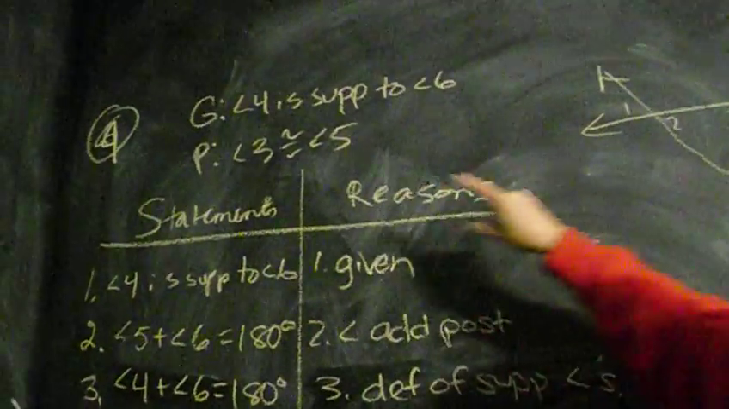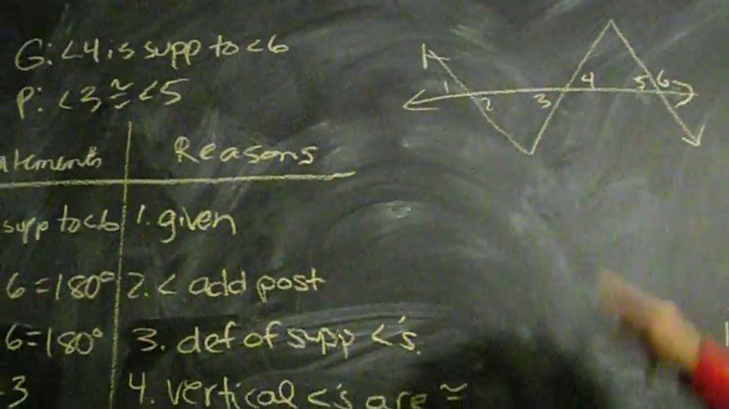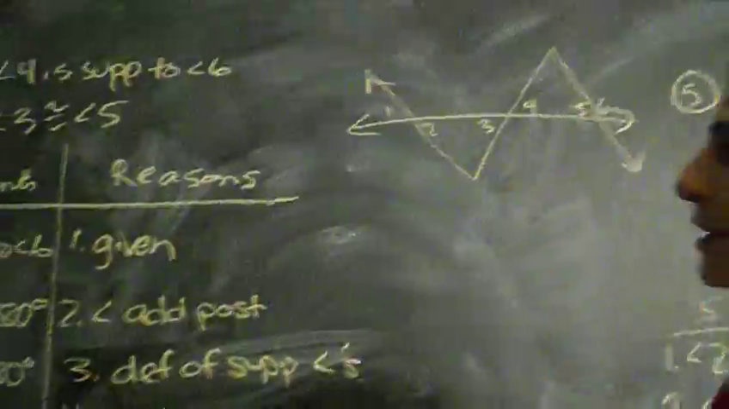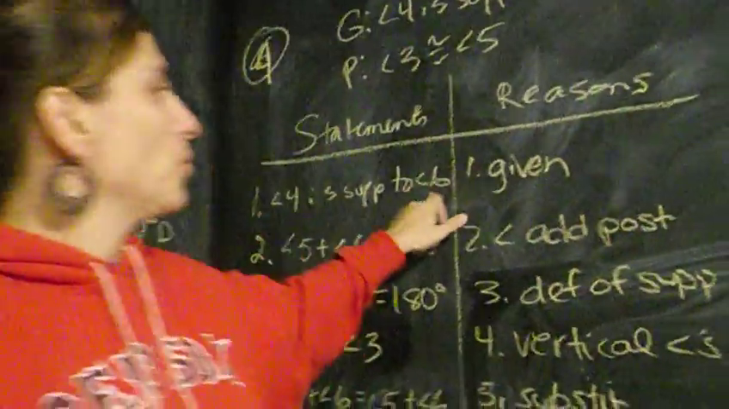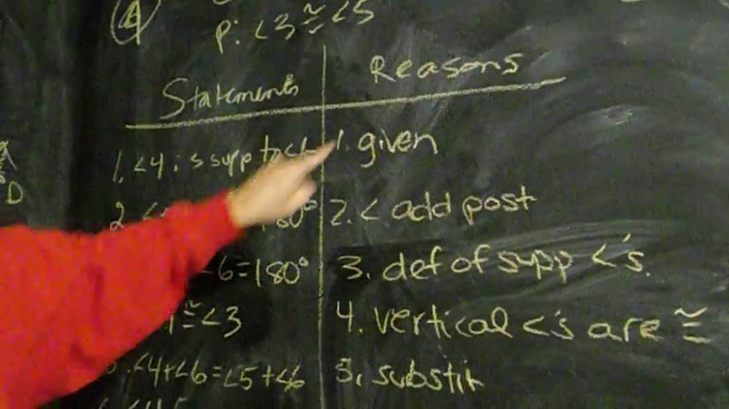We have to prove that 3 is congruent to 5, so I have to prove that those two are congruent, okay? But I know that these two are supplementary. So the first thing I say is 4 is supplementary to 6. Then I say angle 5 and angle 6 equal 180.